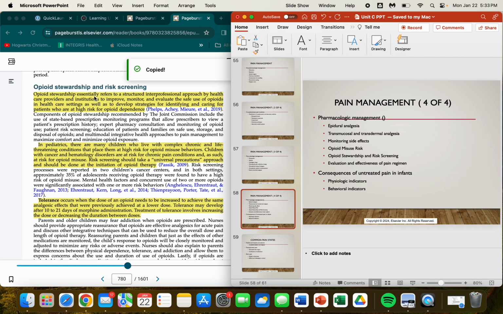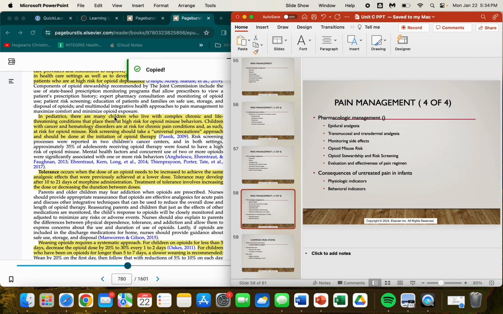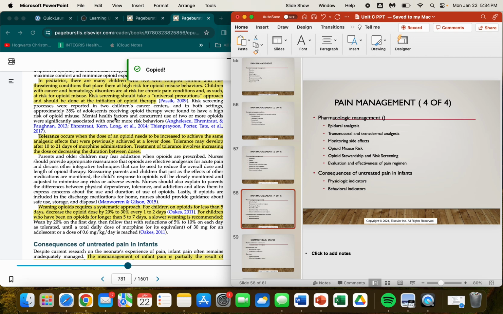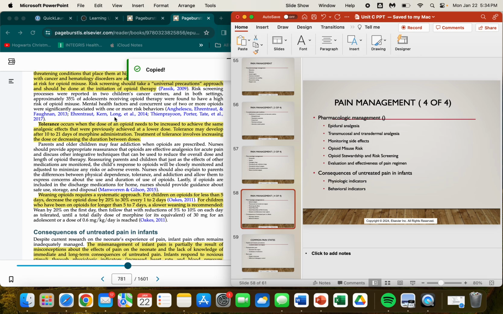So opioid stewardship just means that we should, again, be the interprofessionals who look to monitor and evaluate the safe use of those opioids in our patients. Many children live with complex chronic pain issues and life-threatening conditions. Kids with cancer and hematology disorders are obviously among those. We should put a risk screen approach in place, and that should be done at the initiation of opioid therapy.